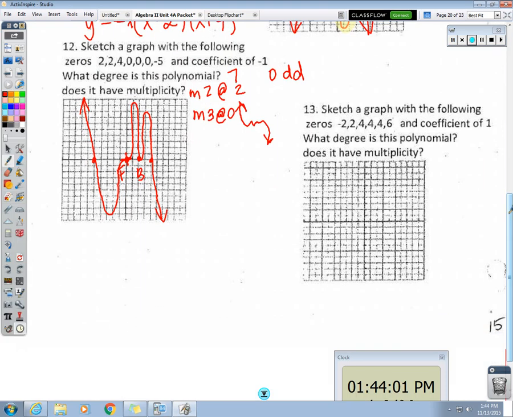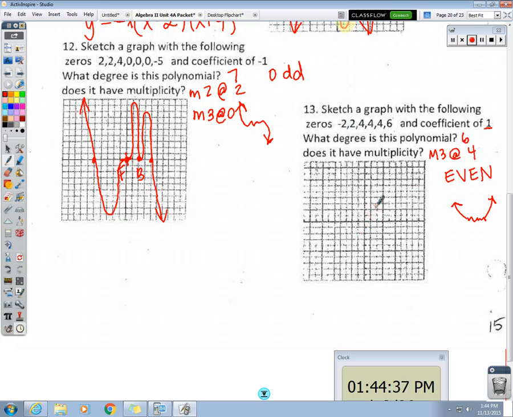Alright, sketch a graph with the following zeros: -2, +2, 4, 4, 4, and 6 with a coefficient of +1. What degree is this polynomial? 6. So what all does that tell you? It's even, so that lets us know our graph's ends behave how? The same way. And which way is that? Up, because it's a +1. So they're both going up. Now, do we have any multiplicity? Yes, there's a multiplicity of 3 at 4, which is a flatten out.